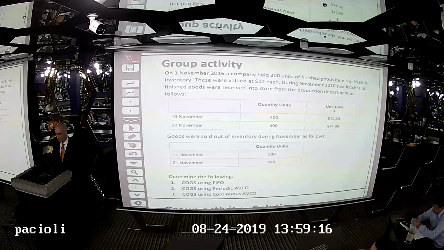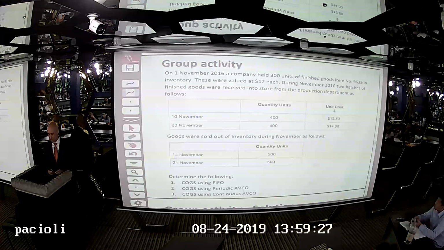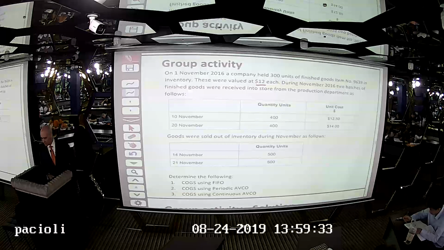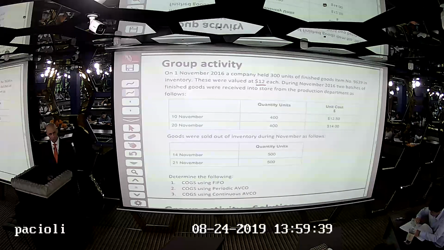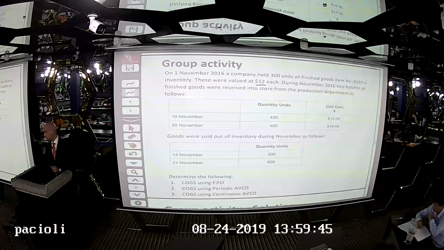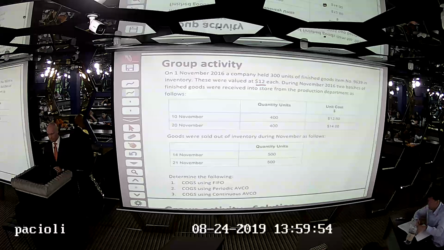So let's do an activity. On 1 November 2016, the company had 300 units of finished goods, item number 9639 in inventory. These were valued at $12 each. During November 2016, 2 batches of finished goods were received into store from the production department as follows. On 10 November, we had 400 units at $12.50. And 20 November, 400 units at $14. Goods were sold out of inventory during November as follows. We sold 500 units on 14 November, and then we sold 500 units on 21 November.